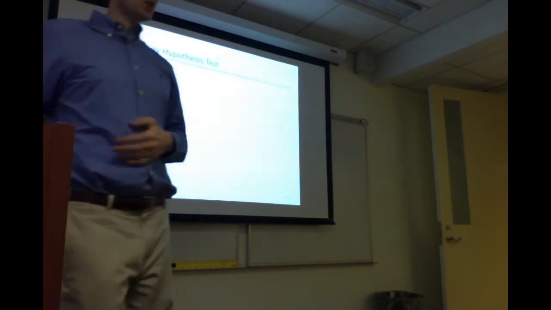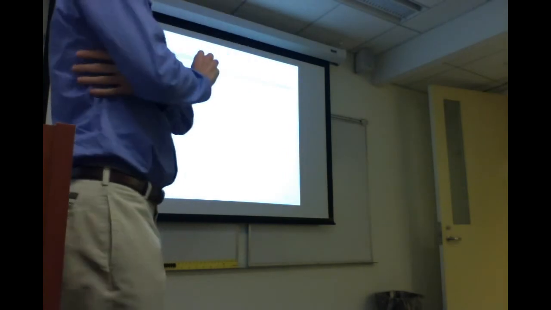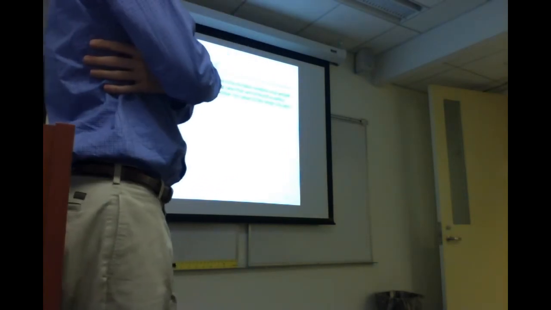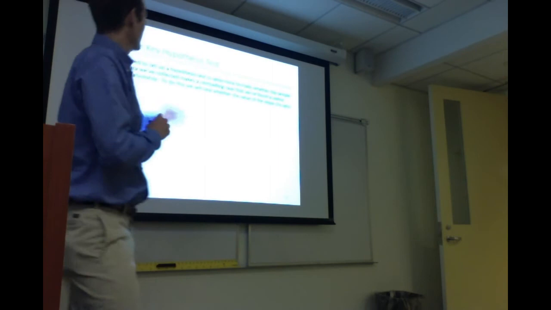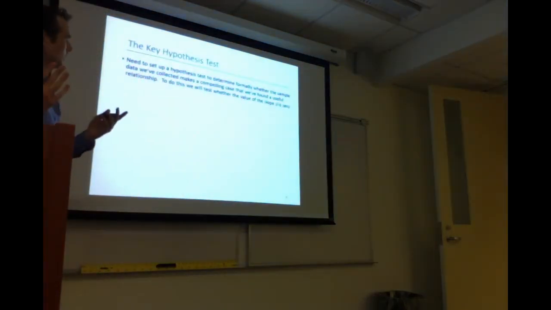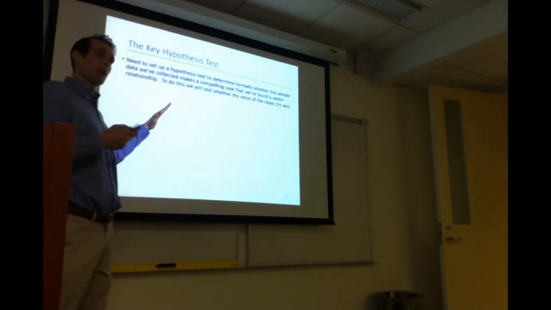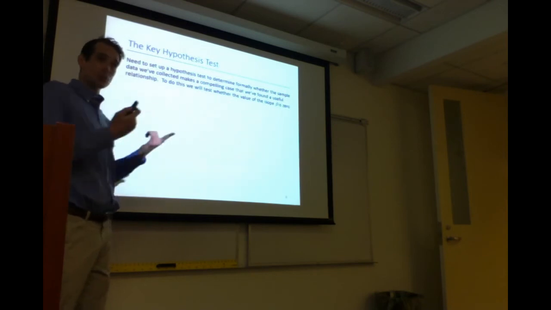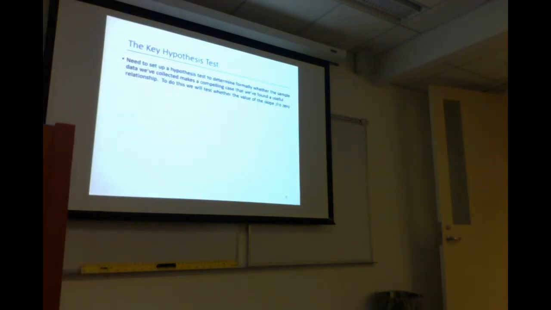So as I recall, these next little paragraphs are just a way of summarizing that. We need to set up a hypothesis test to determine formally whether the sample data we've collected makes a compelling case that we found a useful relationship. Our useful relationship would be more time online, because more money online. If that's true, then that helps us in our business decisions, perhaps.